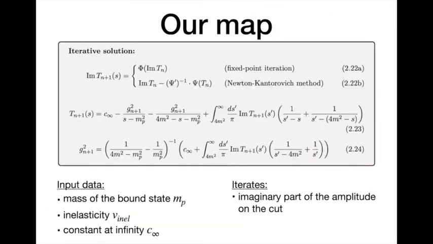So the iterative map gives you int n plus 1 as a function of int n, and g n plus 1 as a function of the same thing. If you didn't follow that, never mind. The idea is just that you also need to iterate the coupling of the bound state, but it's just a detail. Let's focus. Let's recap the inputs.